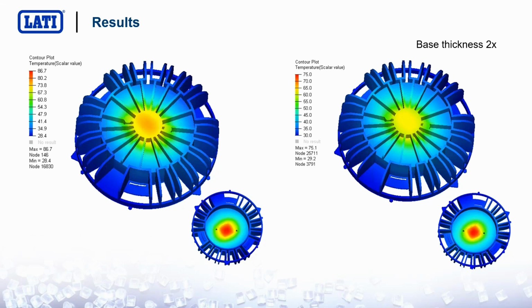We see here the results of the thermal simulation we obtained using the flake orientation tensor, and just by doubling the base thickness, we obtain a decrease in temperature of 10 degrees centigrade. So it may be relevant.